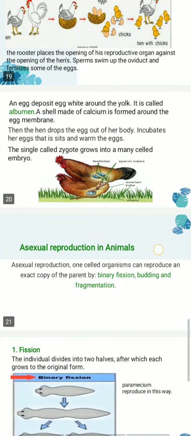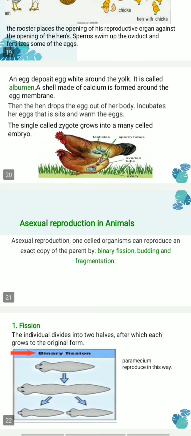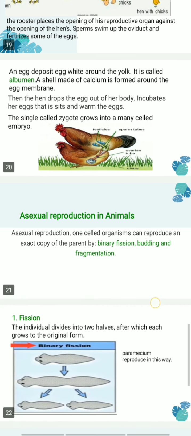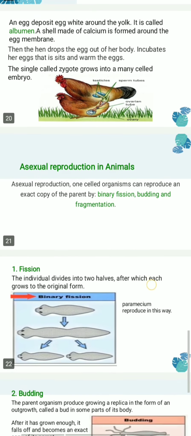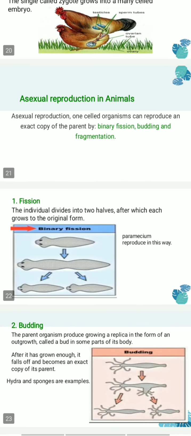So let us proceed to asexual reproduction in animals. In asexual reproduction, a one-celled organism can reproduce an exact copy of the parent by binary fission, budding, and fragmentation. Number 1. Fission. The individual divides into two halves, after which it grows to the original form. Paramecium reproduces in this way.